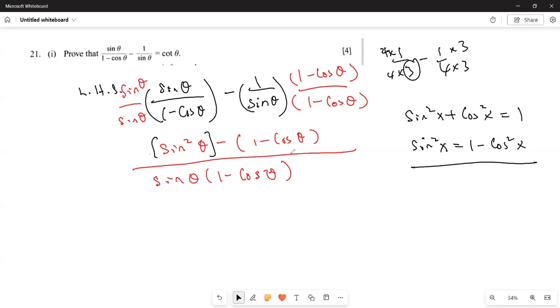How do you know you need to replace this? Because this is the only bridge you get, right? From sine square and cosine square. You cannot change this one right now. You know what happens if you want to change this?